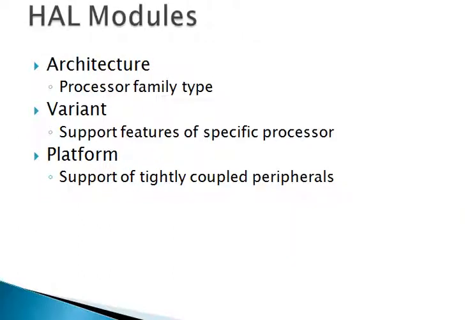HAL modules, which include architecture, variant, and platform. Architecture defines the processor family type. This module contains the code necessary for processor startup, interrupt delivery, context switching, and other functionality specific to the instruction set architecture for that processor family. Variant supports the features of a specific processor in a family. An example of a supported feature is an on-chip module such as the memory management unit, that is MMU. Platform extends the HAL support to tightly coupled peripherals like interrupt controllers and timer devices. It includes code for startup, chip selection, configuration, interrupt controllers, and timer devices.